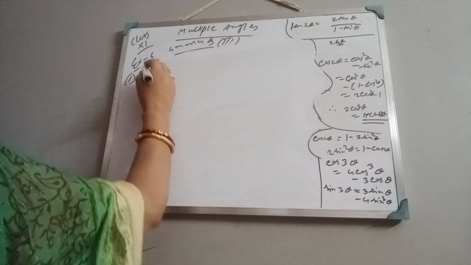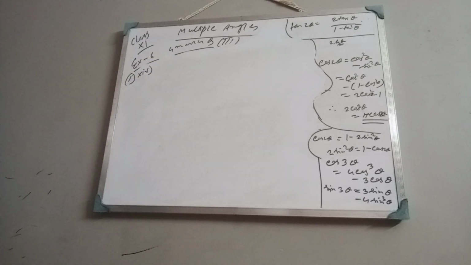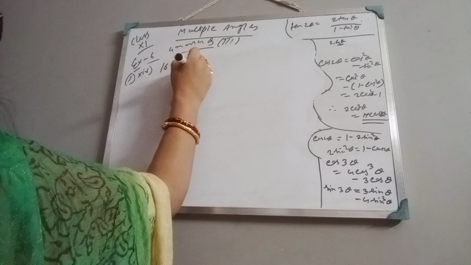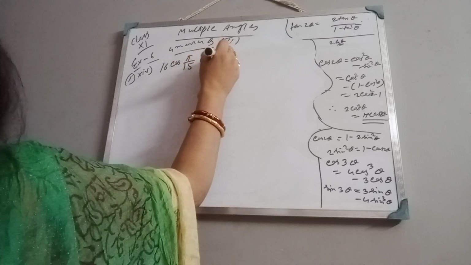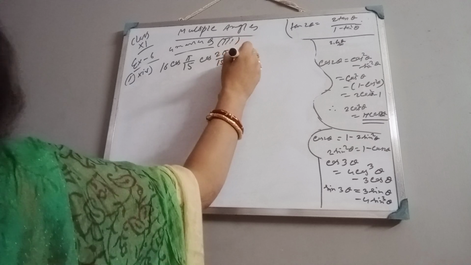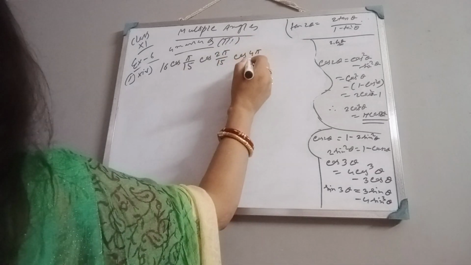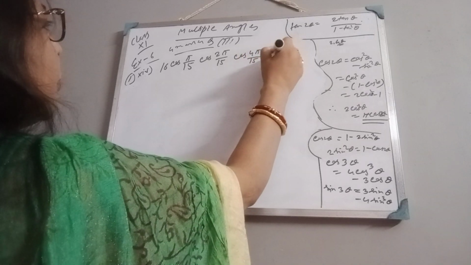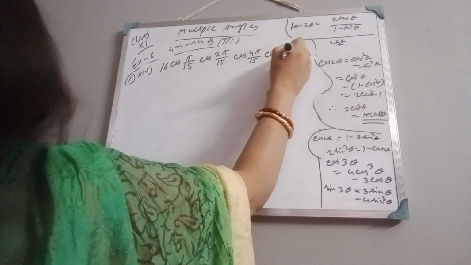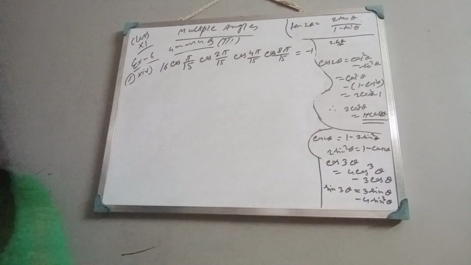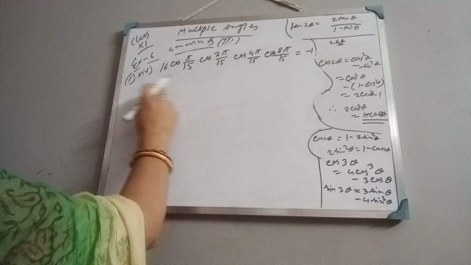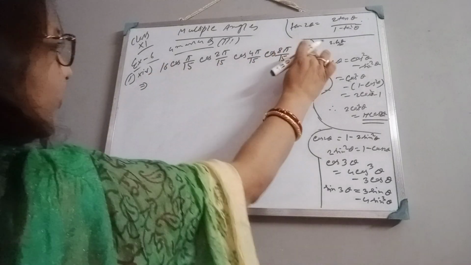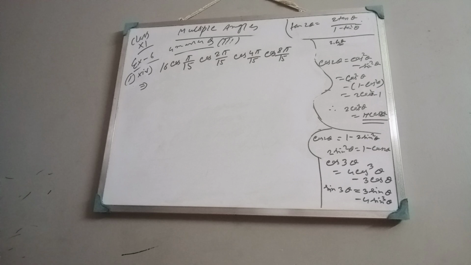Now, sum 14. Now, we have to prove 16 cos pi by 15 into cos 2 pi by 15 into cos 4 pi by 15 into cos 8 pi by 15 is equal to minus 1. Now let's start from the left hand side. I am not going to write again left hand side because it's already there. We have to prove that it is minus 1.